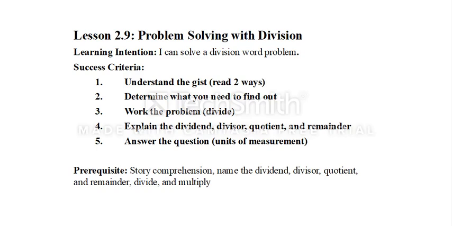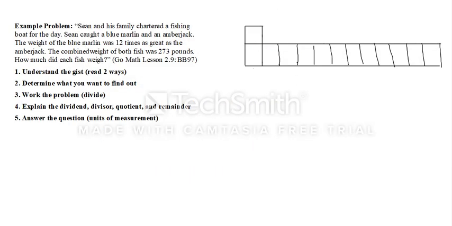The prerequisites for being able to do this lesson are story comprehension. You need to know what the dividend, divisor, quotient, and remainder are, and then you need to be able to divide and then multiply. We'll start with our first example problem, reading it two ways. The first time, just reading it through.